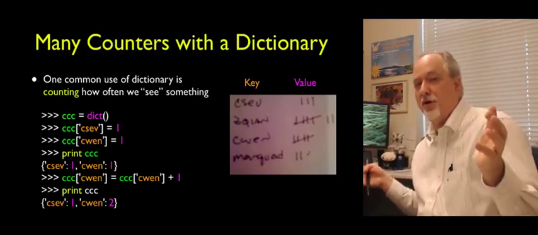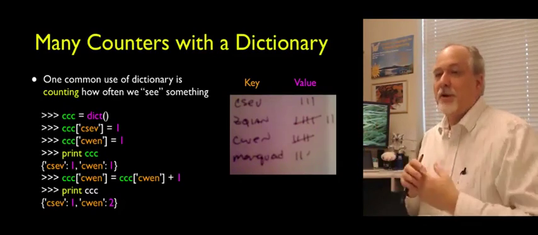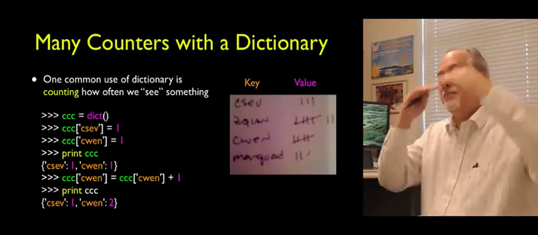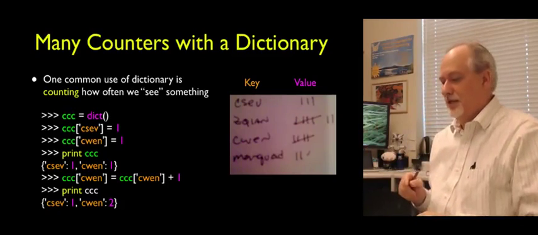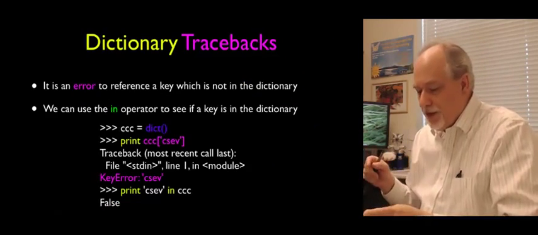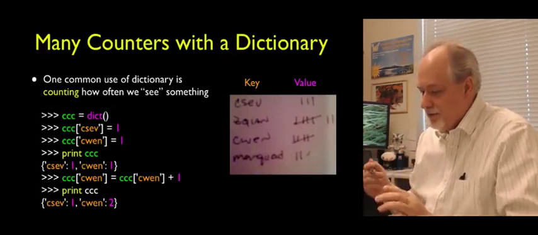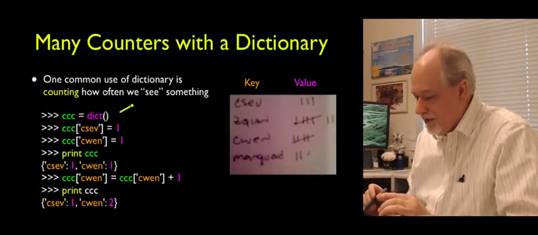How many names did you see total? Whatever, 12. But how many of each name did you see is a bunch of counters. So it's a bunch of simultaneous counters. So a dictionary is great for this.